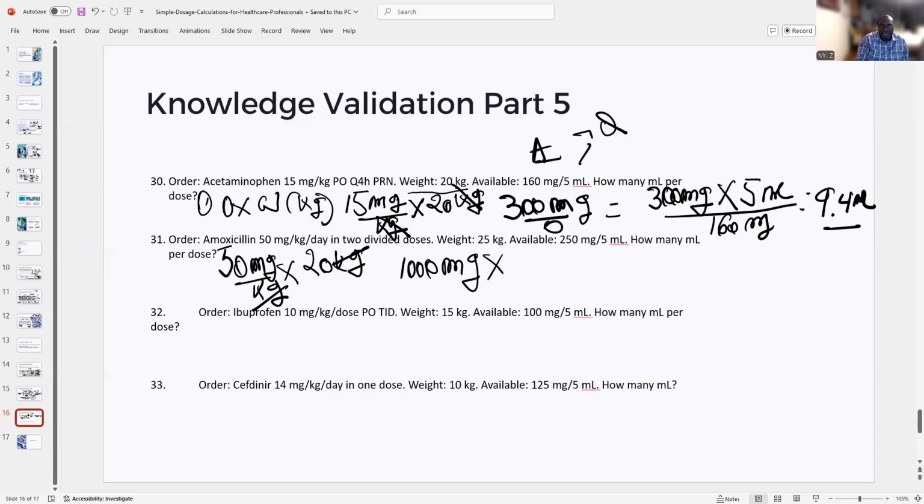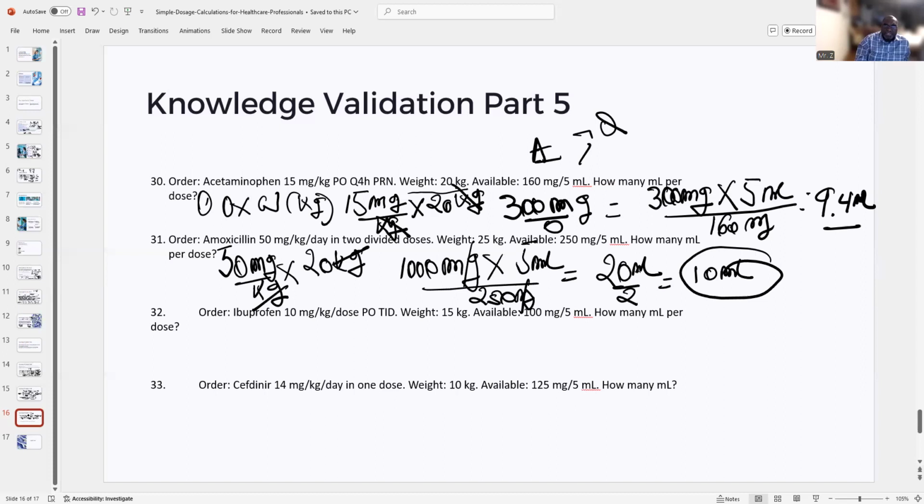So you're going to take the new order, 1,000, multiplied by quantity, which is 5 ml, divided by 250 milligrams. That milligram will cancel out. Now you've got 1,000 times 5 divided by 250. Now you will have 20. But we're not done yet. Remember, they said this was divided in 2. So at the end, you divide that by 2. So this person is going to get 10 milliliters.